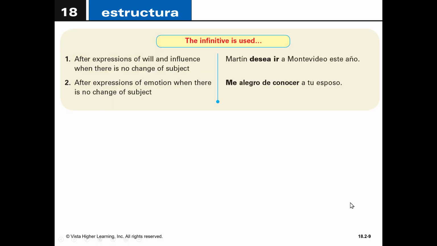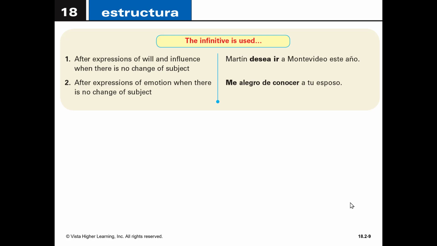What about the infinitive? Well, you're going to use the infinitive if you are using an expression of will and influence, but there's no change of subject. For example, Martín desea ir a Montevideo este año. I'm not saying Martín desea que él vaya a Montevideo este año. I don't need to use the subjunctive in that example because he is the one who wishes and he is the one who wants to go to Montevideo.